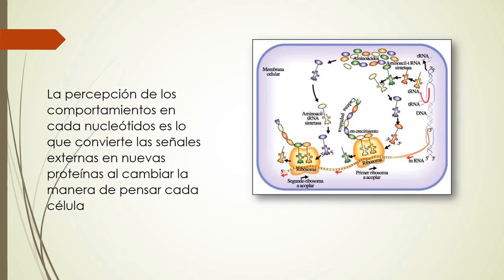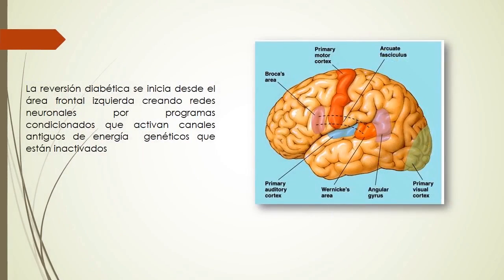The perception of behaviors at each nucleotide is what turns external signals into new proteins by changing the way each cell thinks. Diabetic reversal is initiated from the left frontal area, creating neural networks by conditioned programs that activate old genetic energy channels that are inactive.